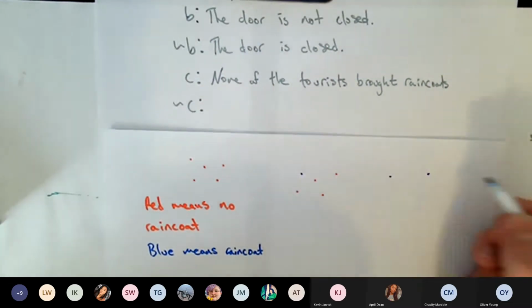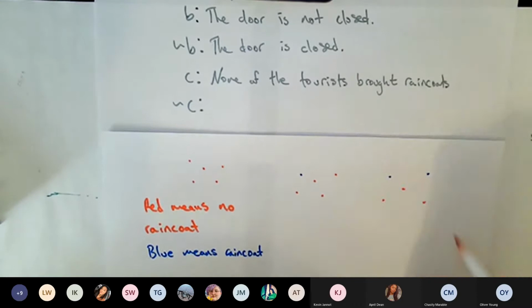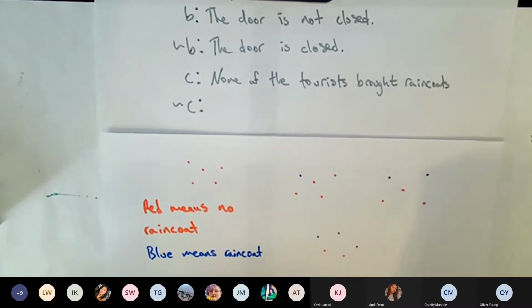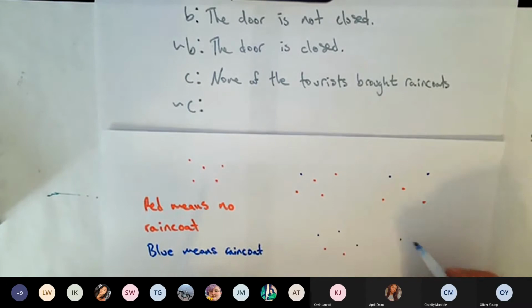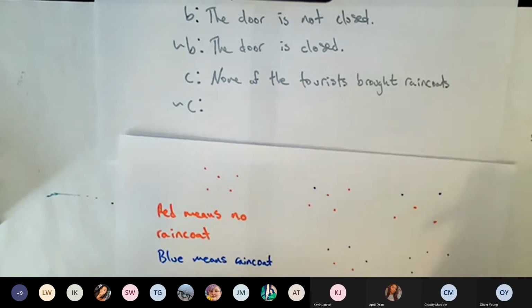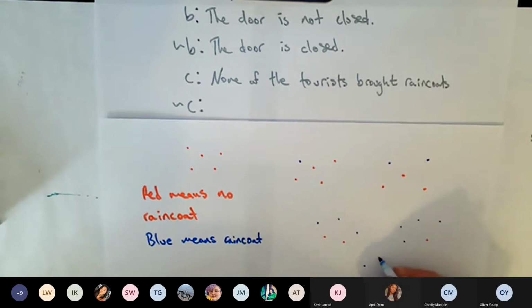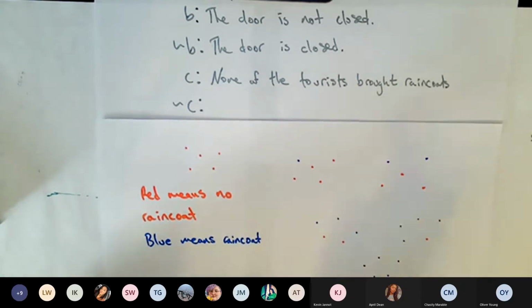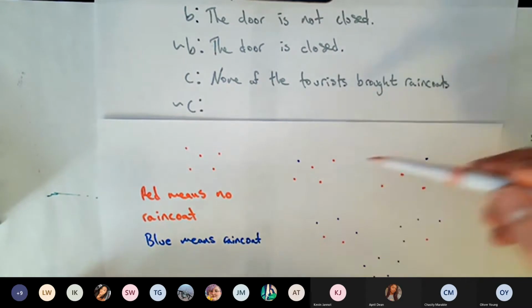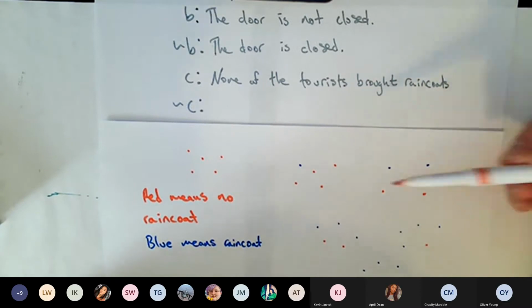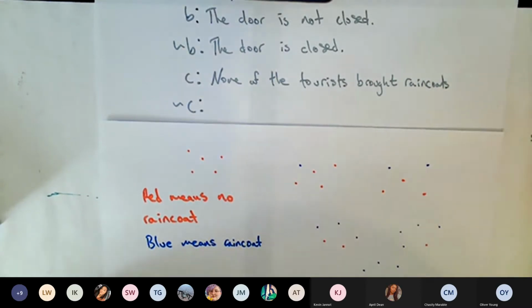And what about if 2 of them? Then C is still false, right? And what about if 3 of them? Then C is still false. And 4 of them, C still becomes false. And then the one that you said, Kevin, if all of them bring raincoats, then C is still false. All of these are the logical opposite of none brought raincoats.